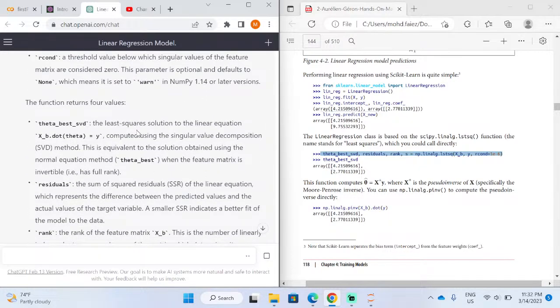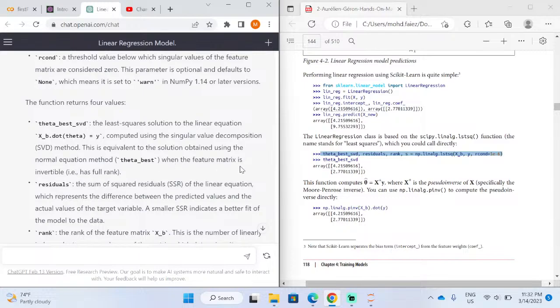theta_best_svd is the least squares solution to the linear equation X_b.dot(theta) equal to y, computed using the singular value decomposition (SVD) method.